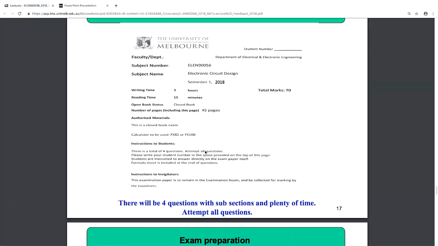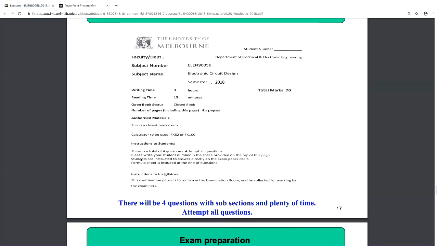And it's a closed book exam, and the questions are set for 70 marks, because 10% is from the mid-semester test, 20% from your lab, and the remaining 70 from the final exam. Then calculator, please note that in the exam venue, they will not allow any calculator other than FX82 or FX100. Usually they put FX82, but I put one more option, FX100, because if somebody has an FX100, you can bring it. But please don't bring any other calculator. They will just remove it. So please bring FX82 or FX100.